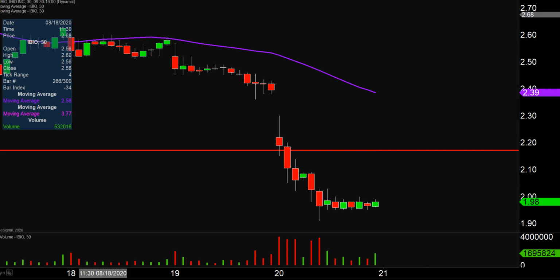And then from the overarching standpoint, as far as resistances are concerned, you'll want to continue to watch that purple line there, the 50-period moving average. But as of right now, that level is not very relevant given the price isn't anywhere close to it. But nonetheless, that's still the overarching level.